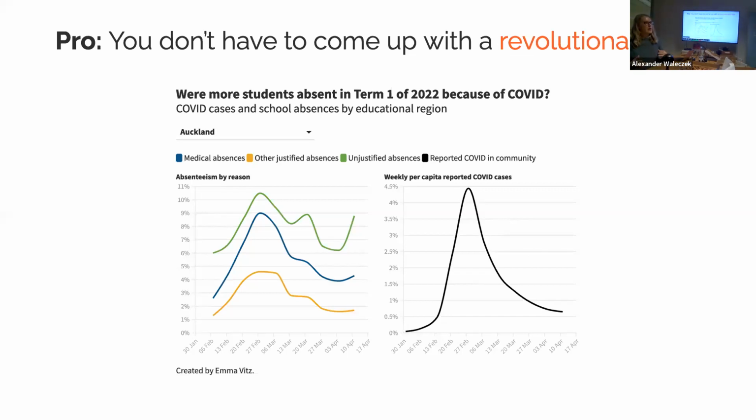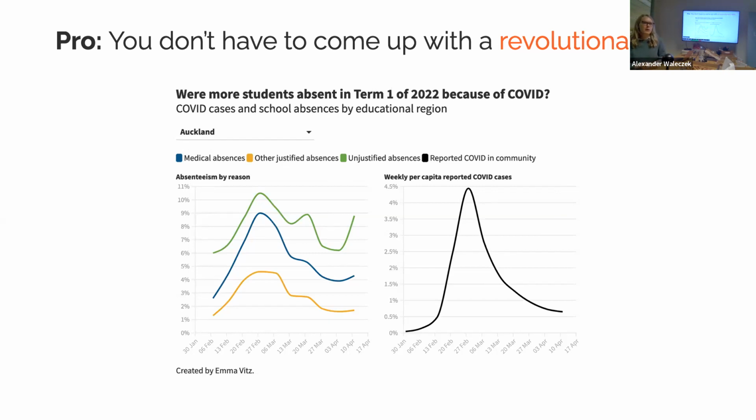So the positive thing about the fact that they don't know as much and they're not as invested is that you actually don't have to come up with a revolutionary idea every single time. So this was a recent data visualization I made about truancy in New Zealand, looking at the rate of absences in schools and comparing that to the number of cases of COVID in term 1 of 2022. And I felt a little bit silly writing the article because it was like, COVID's not great for attendance. I don't feel like I'm putting out revolutionary ideas here. And this graph is obviously just a line graph.